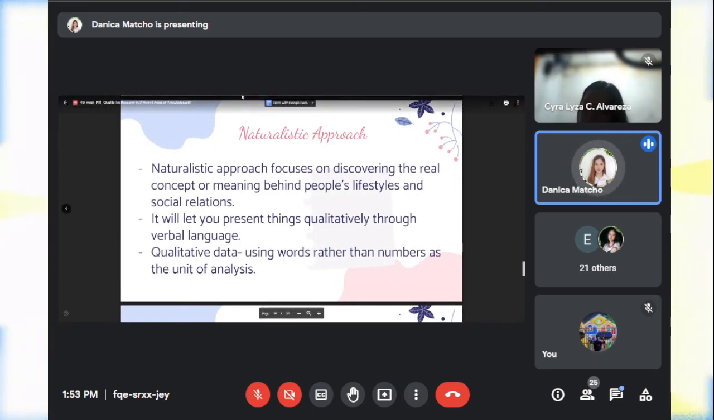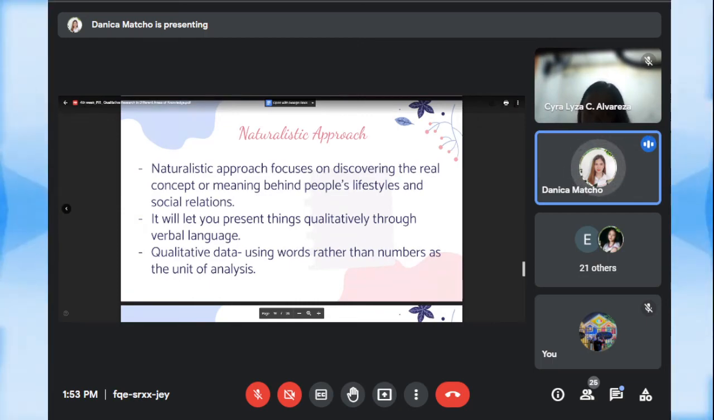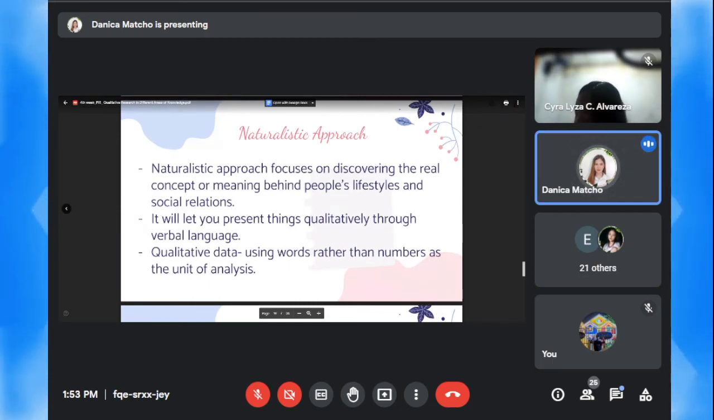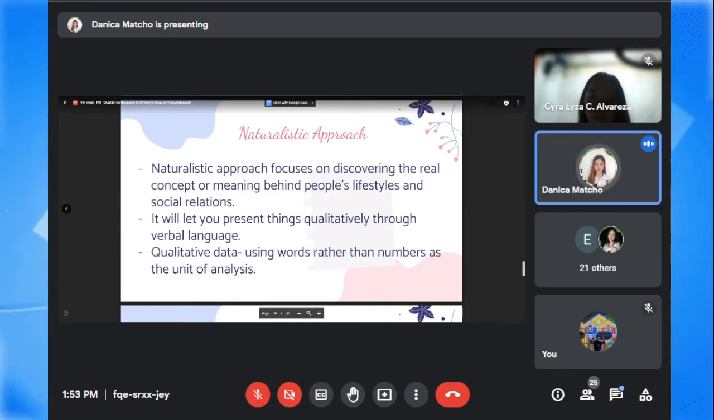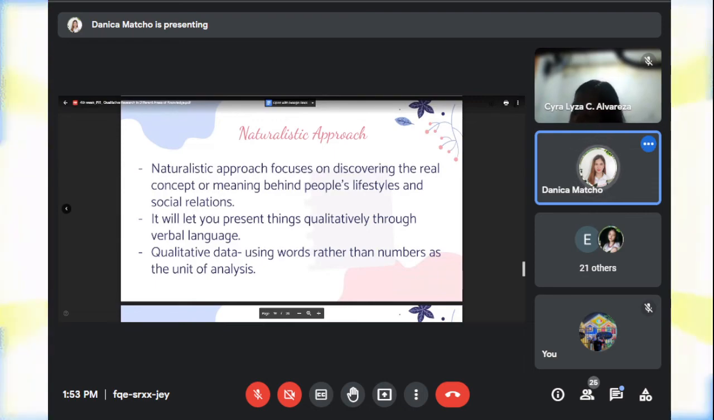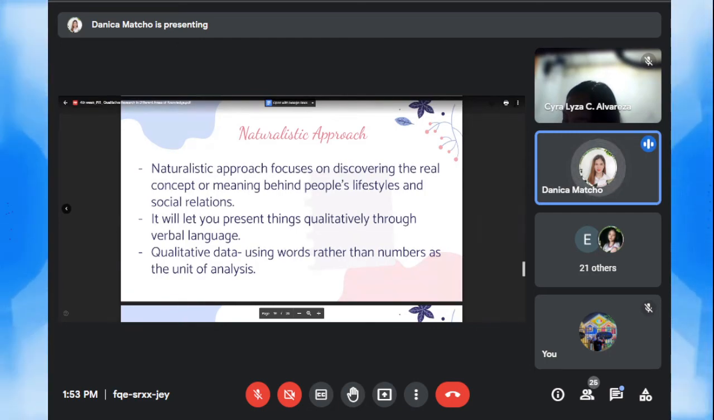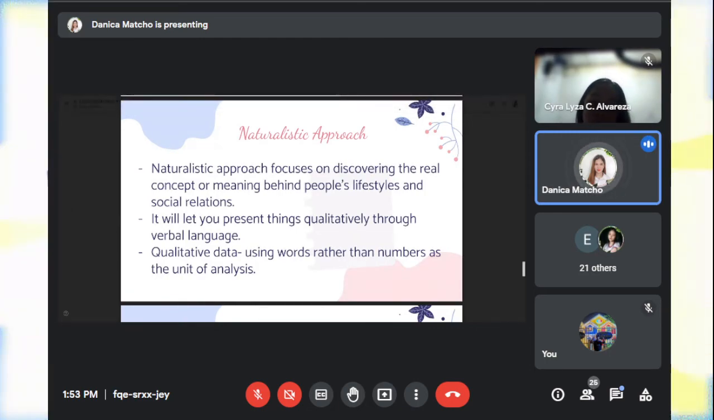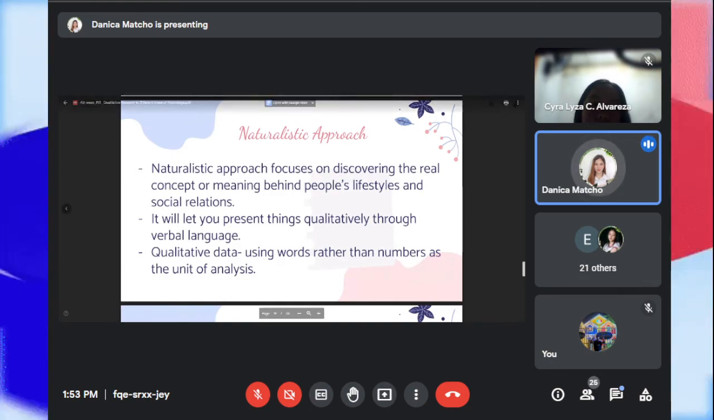Kaya dito guys, kay naturalistic approach, ang kadalasang tanong sa inyo dito is why and how question. Okay? Kasi by asking why and how questions, you will be able to explain your ideas or your feelings, your emotions upon the topic that they are asking you. Okay? So, one more thing that you need to remember in naturalistic approach, you will present things naman here qualitatively through verbal language.